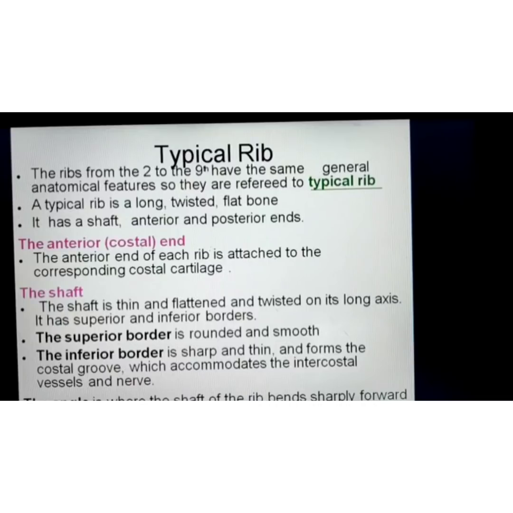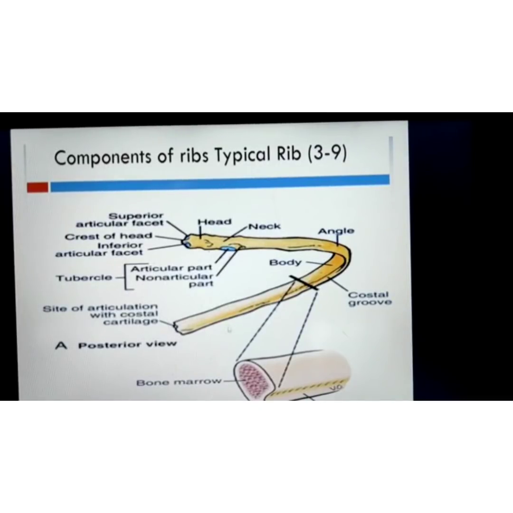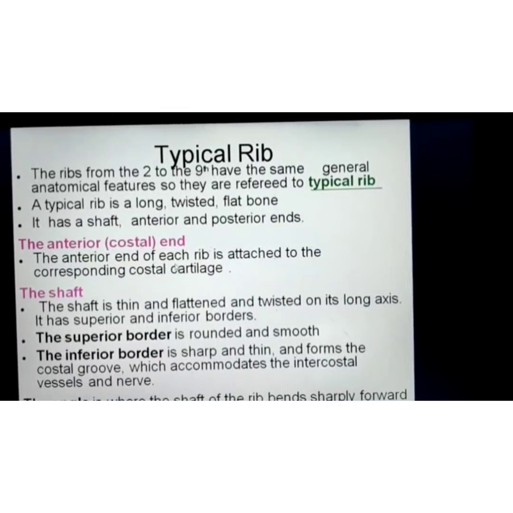It has a shaft and anterior and posterior ends. Let me show you. This is the anterior end, also known as the costal end of the rib. This is the posterior end, also known as the vertebral end of the rib. The anterior end of each rib is attached to the corresponding costal cartilage.